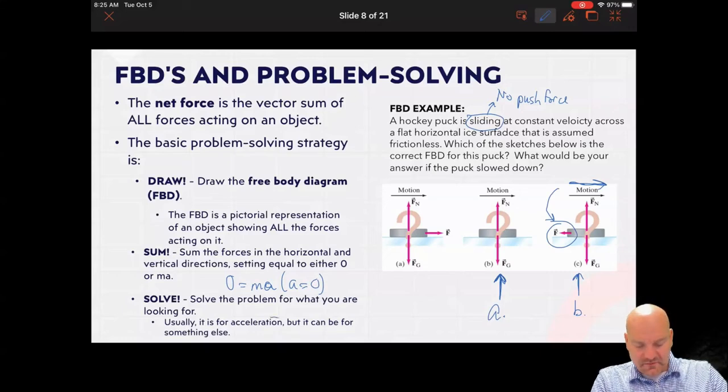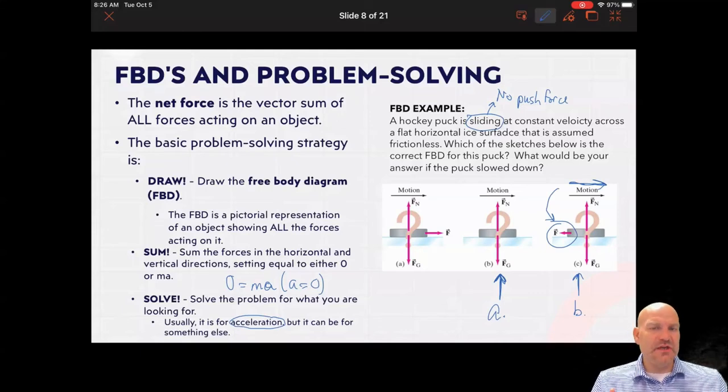Most of the time you can be looking for acceleration, but in other problems you could be determining, let's say if it's a friction problem, the coefficient of friction. It could be a tension. It could be, as in the last video, where you saw that we were solving for apparent weight.